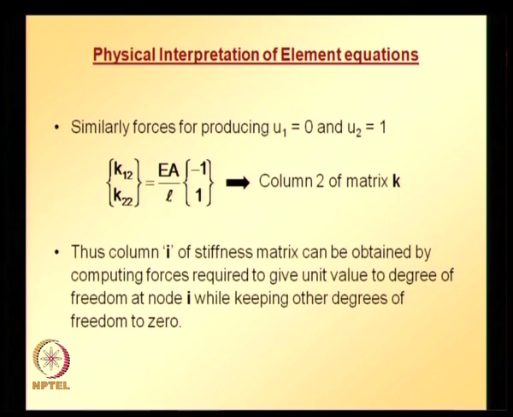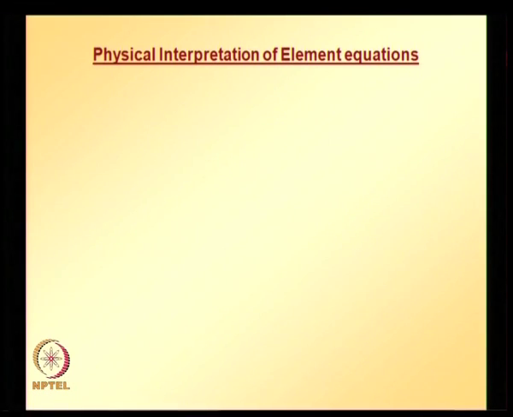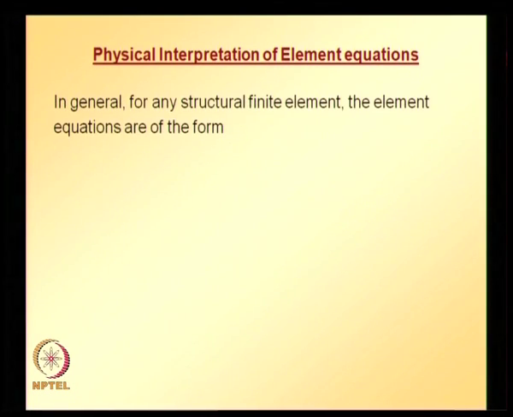So, what we can learn from here, column I of stiffness matrix can be obtained by computing forces required to give unit value to degree of freedom at node I, while keeping other degrees of freedom equal to 0. And we can generalize this to an n by n equation system.